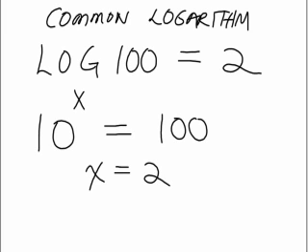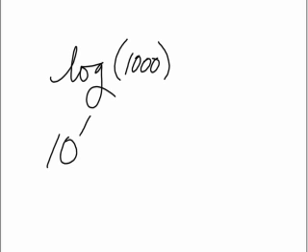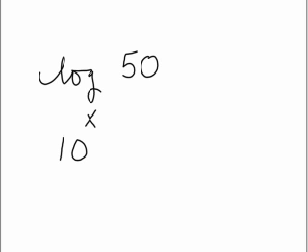Let's do another common log. Log, you may see it in all caps on your calculator, but it can also be written like this. Log of 1,000. That's asking us, what power do we raise a base of 10 to get 1,000? Well, that would be 10 to the third. Now, logarithms don't always come out to be these nice whole numbers. I might be asked to find the log of 50. And that means 10 to what power comes out to 50?